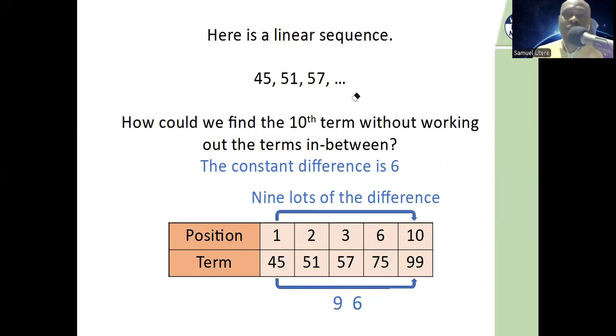If you're looking for the 7th term, you need to add 6 lots of the constant difference. If you're looking for the 11th term, you're going to add 10 lots of the constant difference. That's what this whole example is about. You need to understand that pattern because it's so important.